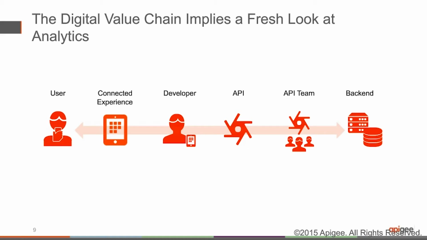Starting over here with the user, the whole purpose of an API program and a digital program is to serve your customers or your partners or your employees, whoever is using the data from your backend systems, and generate a really phenomenal digital experience for them. That goes without saying, because everybody is interacting with your enterprise from apps on their phones, on their iPads, even on their computers, or through their cars, or through their connected devices.